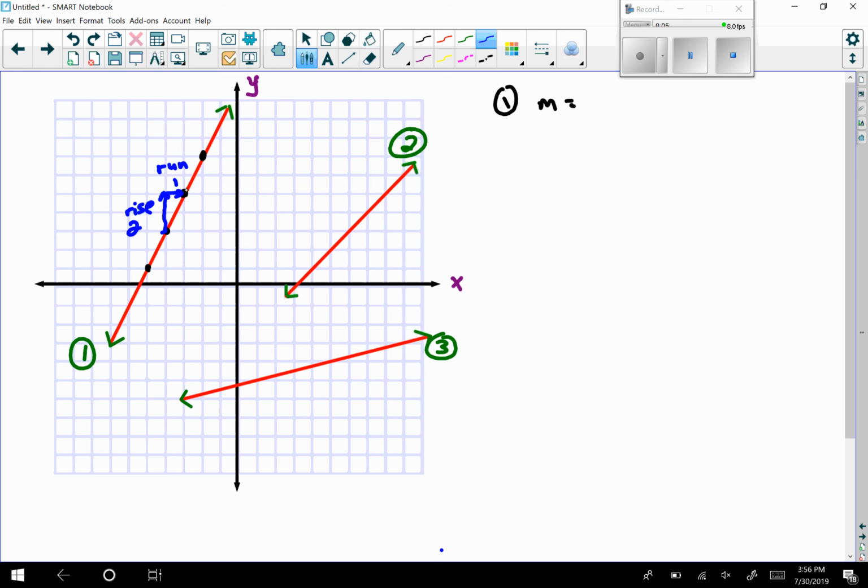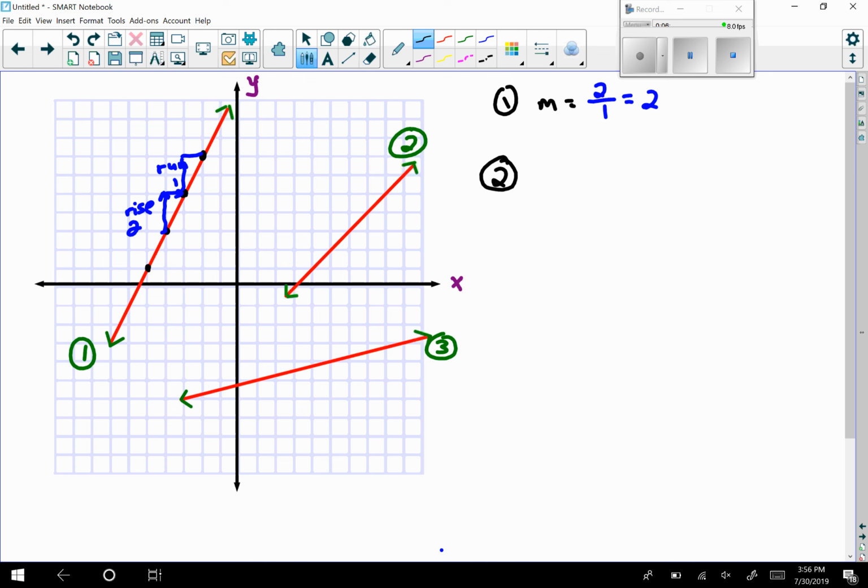And if you notice, I can go up 2 again. So from here, I can go up 2 and over 1. So I'm looking at a rise of 2 and a run of 1. So I have a positive 2. We could leave it as 2 over 1, or we could just say 2. And again, it's going to stay positive because we're going in this uphill movement, or increasing from left to right.